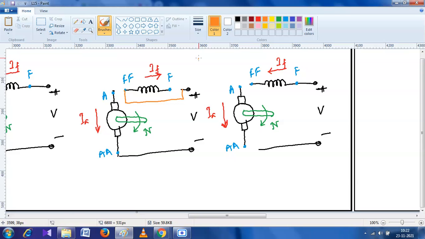A के साथ करेंगे सर। Good. So we should connect this terminal with A, so that the direction of the field current changed, but the direction of the armature current will remain same with the first figure. So here the direction should be changed from clockwise to anti-clockwise.